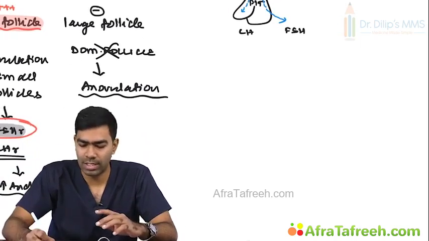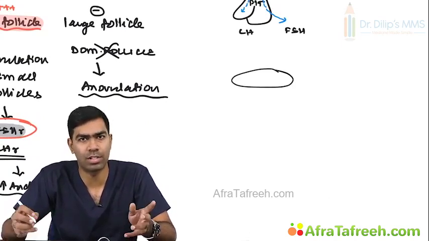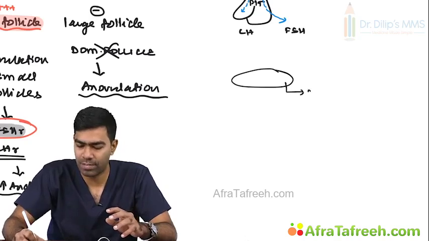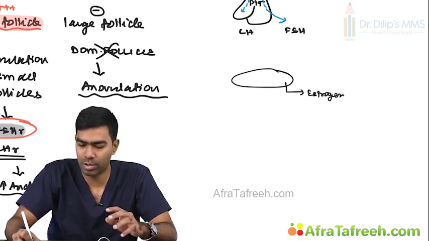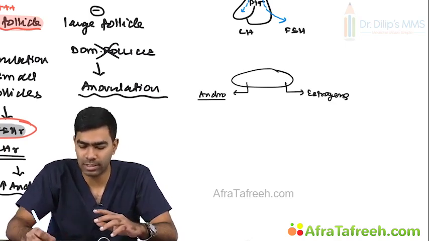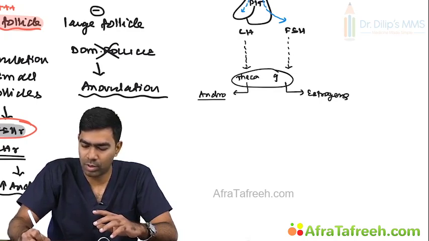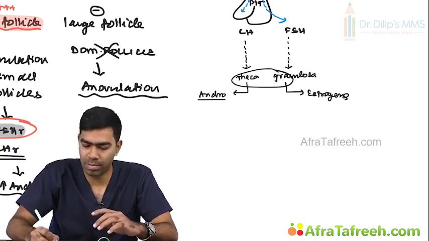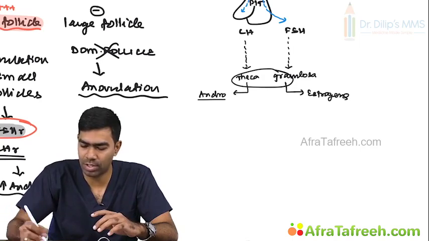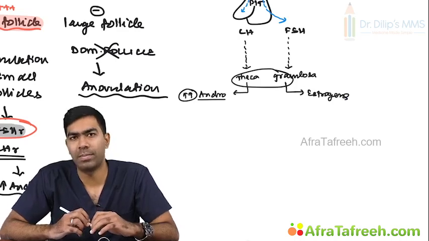Now this LH and FSH are going to act on the ovaries and they are going to produce androgens and estrogens respectively. Remember, in response to FSH they produce estrogen and in response to LH they produce androgen. The theca cells are going to respond to LH and the granulosa cells are going to respond to FSH and produce estrogens. But remember, in patients who have hyperandrogenism, there will be one important mechanism that will be disrupted.